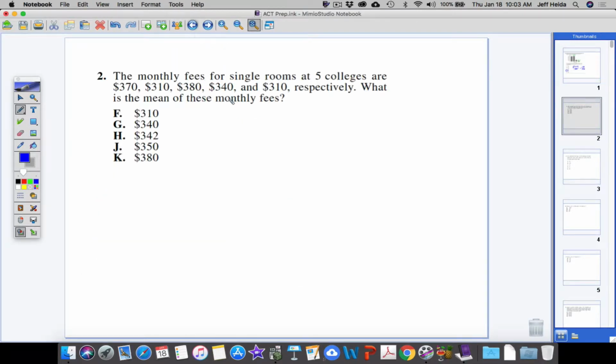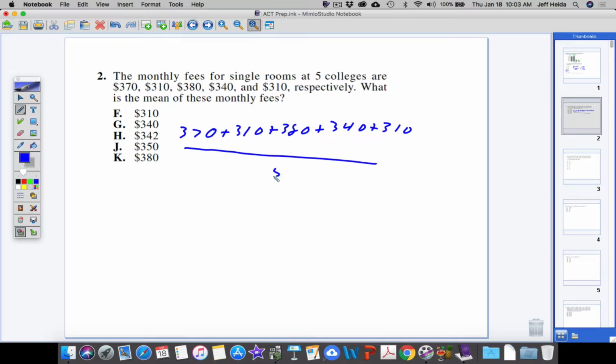Problem number 2. The monthly fees for a single room at 5 colleges are $373, $310, $380, $340, $310 respectively. What's the mean of these monthly fees? Well, the mean would be the average. So $370 plus $310 plus $380 plus $340 plus $310, all divided by 5.